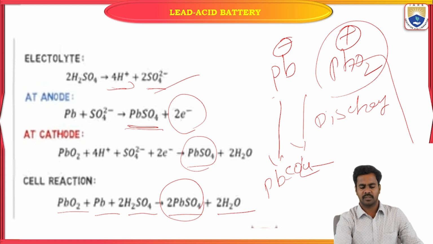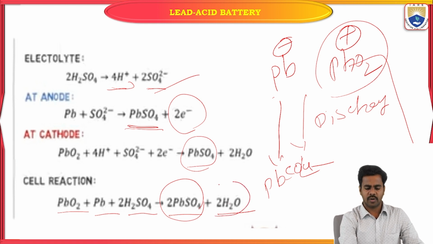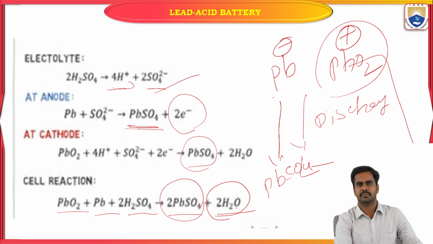And one more important point we have to remember. During the discharging process, formation of H2O we can also observe. Due to the formation of H2O, the density of H2SO4 will decrease. Then H2SO4 is completely consumed by the chemical reaction, that is, the electrochemical reaction.